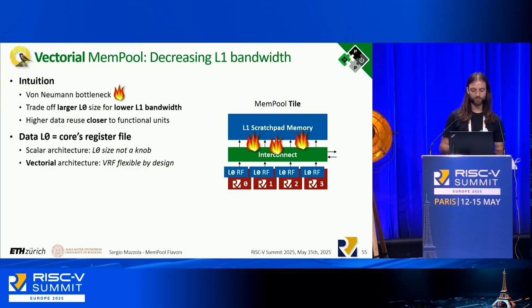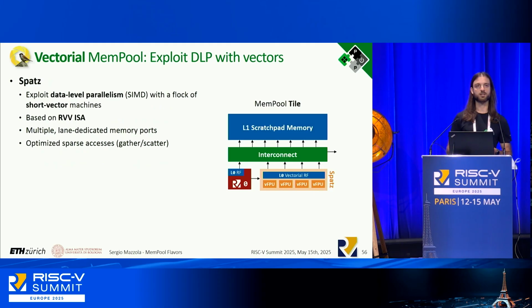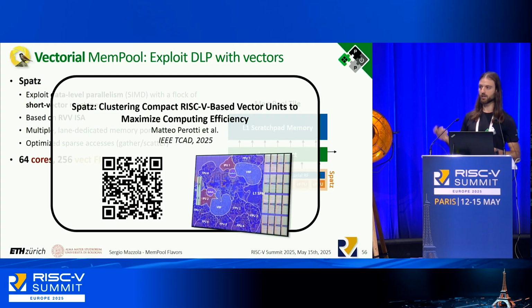So what we do is we leave just one small core in a MemPool tile, and we implement Spatz. Spatz is our short vector machine based on the RISC-V vector extension, and it has a parameterizable number of lanes. Every lane implements a vectorial floating point unit and has a dedicated memory port. In total, we have 64 cores and 256 vectorial floating point units. You will find many more details about Spatz in our journal paper on TCAD.